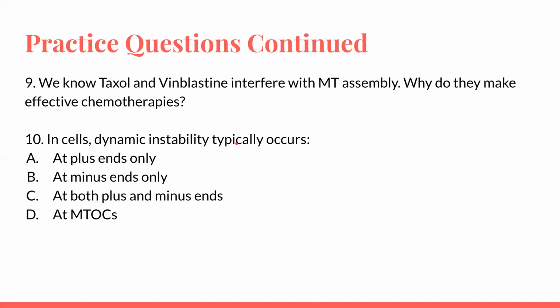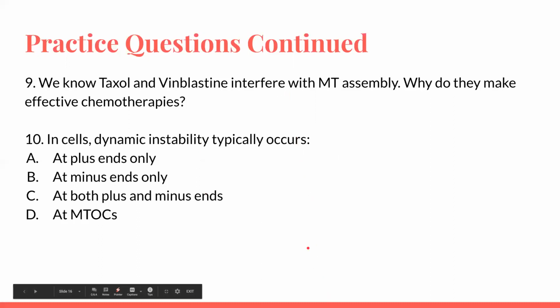Taxol and vinblastine interfere with microtubule assembly. Why do they make effective chemotherapies? So what do you guys think? This one's tough because we haven't talked about the cell cycle yet. Yeah, go ahead. Just say.